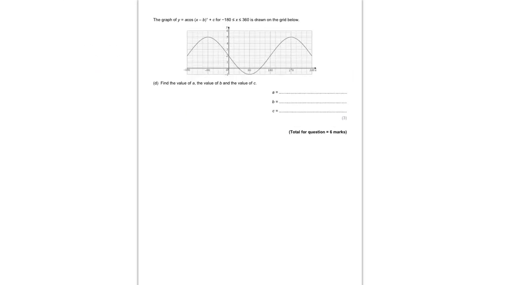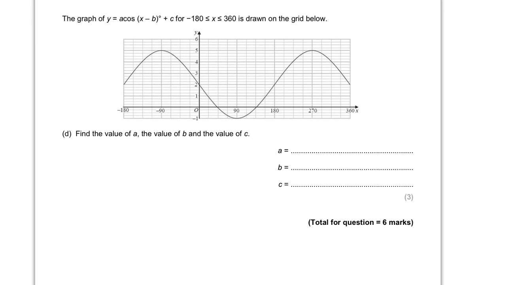Okay, question 7. Okay, so step 1. So a lot happened to this graph. A lot. We have an A, B, and a C. It's only worth 3 marks.